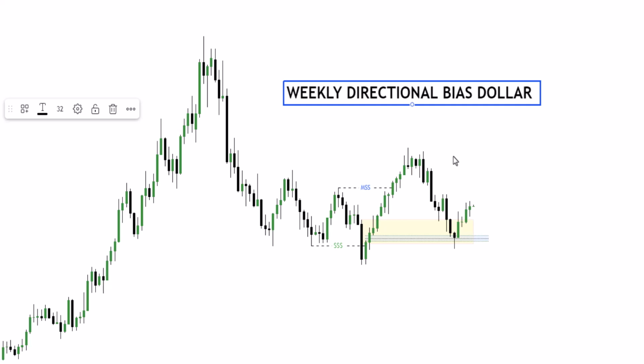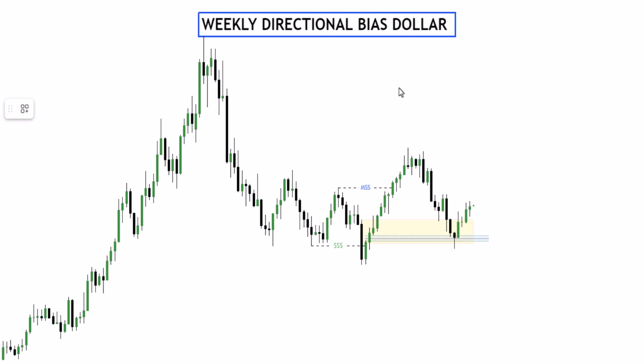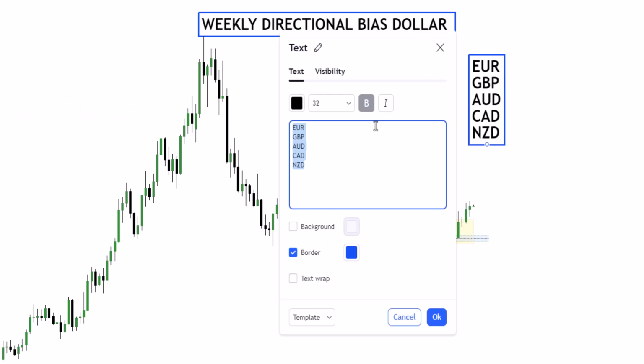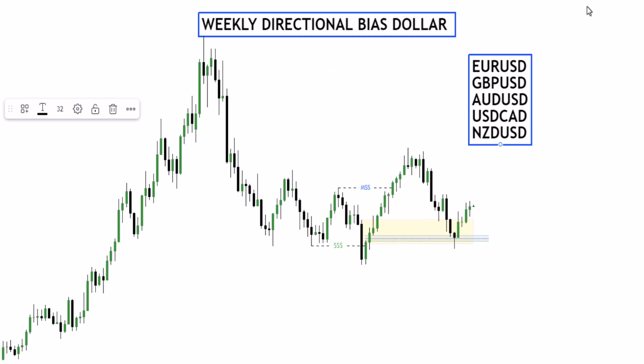So if we are able to know what DXY is doing, we will have an idea of what foreign currencies would do. Foreign currencies such as Euro, GBP, or the Australian dollar, or even the Canadian dollar, or New Zealand dollar. So if you're trading all these major currencies, especially the ones that appear with the United States dollar, you need to do this every week in order to know what you are doing. All right, GBP USD, and then Aussie USD, USD CAD, New Zealand USD. All these currency pairs are important. All right, so let's get into it.